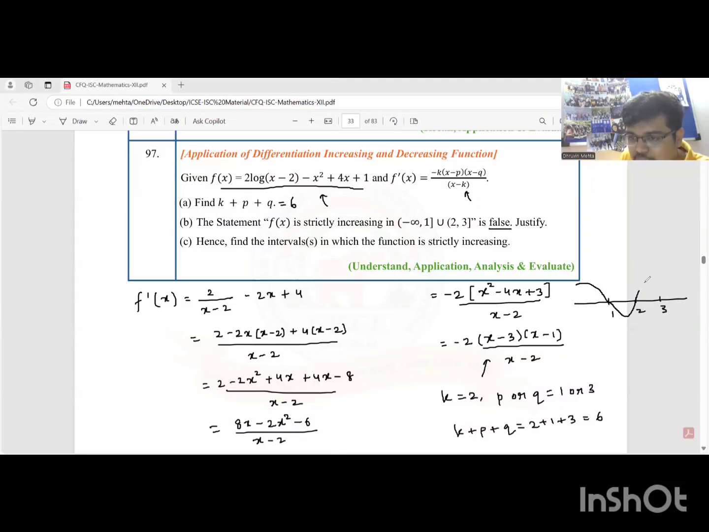And then it's always alternate: positive, negative, and positive. So students, these are the two regions where it's positive. So it will be x belongs to minus infinity comma 1, where 1 is not included, and 2 comma 3, where it is not included. So students, they are saying that this is false.